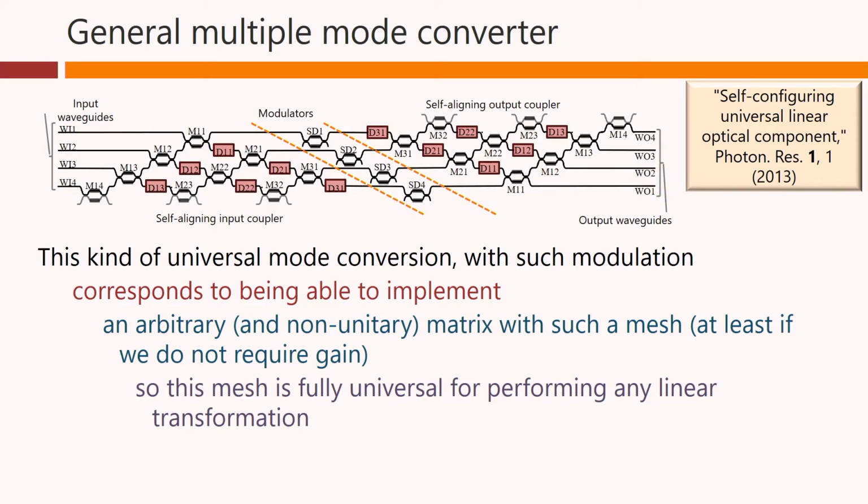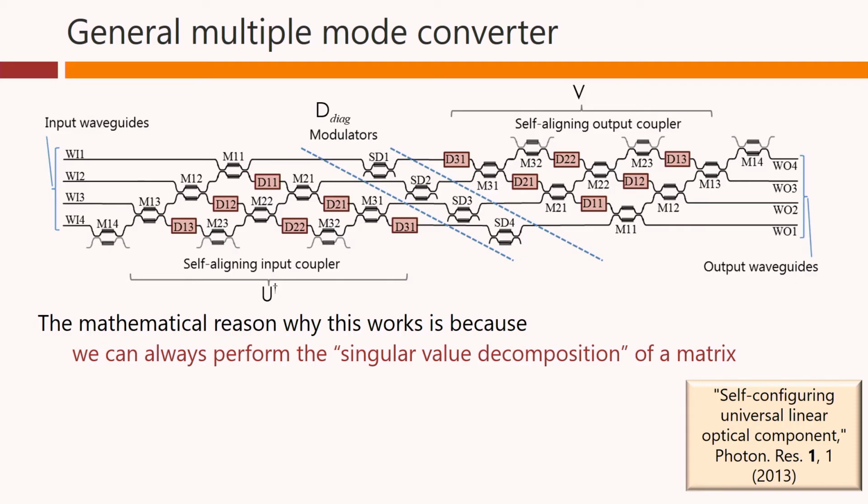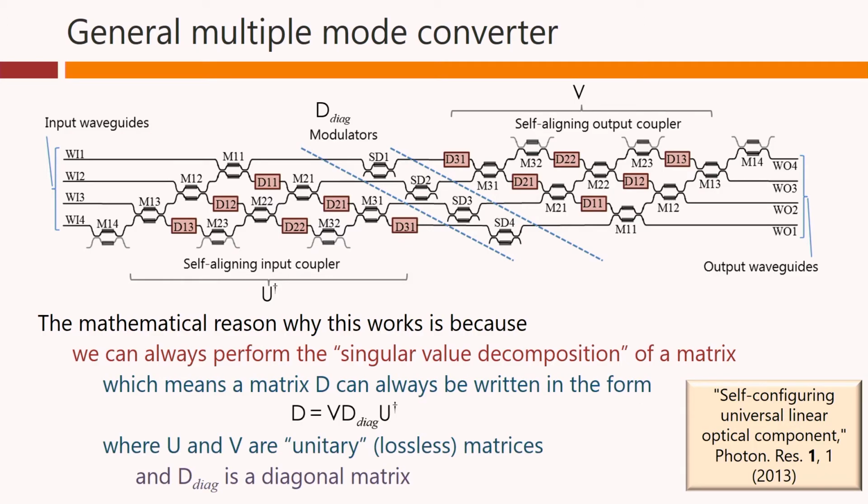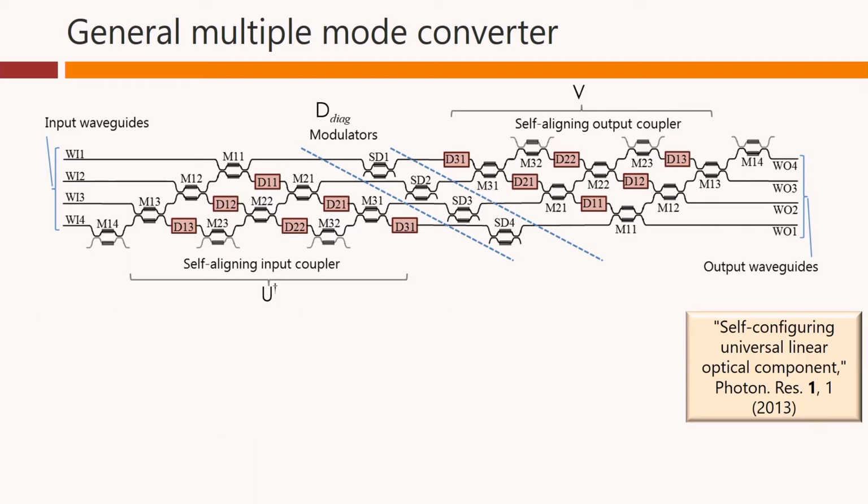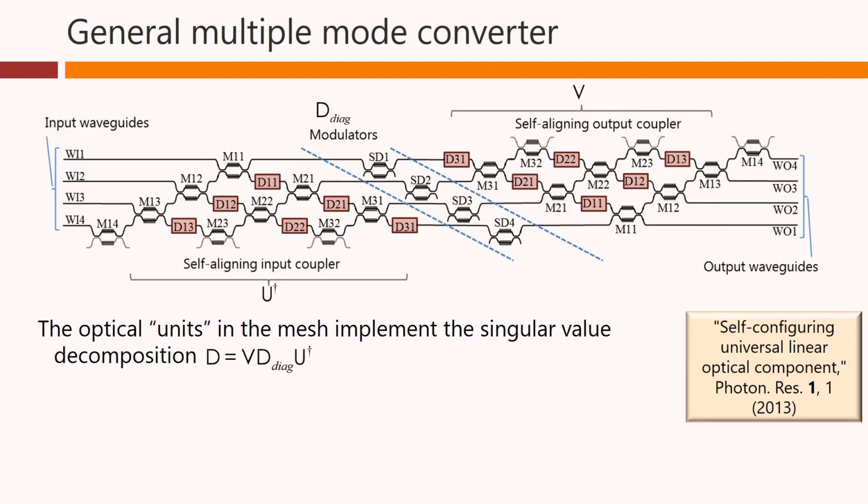on the right. The mathematical reason why this works is because we can always perform the singular value decomposition of a matrix. That is, we can always write a matrix in the form of a product of 3 matrices, a unitary one, a diagonal one, and another unitary one. The optical units in this mesh implement the singular value decomposition. Here is the matrix U dagger, a unitary matrix. Here is the diagonal matrix, and here is the second unitary matrix V.